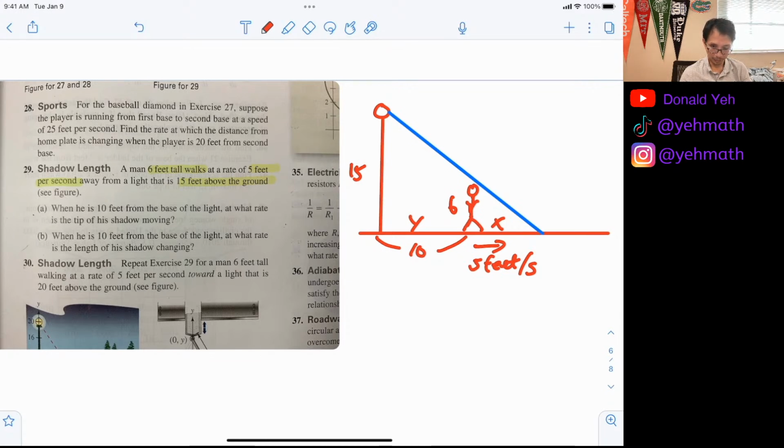I want you to think. Why is he walking? So you have to make a choice, whether dx dt or dy dt. I'm going to ask you to raise your hand to make a choice. He's walking 5 feet per second at 10 feet away. Who votes dy dt? Raise your hand. Who votes dx dt?